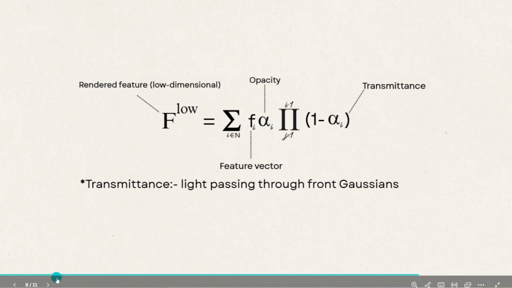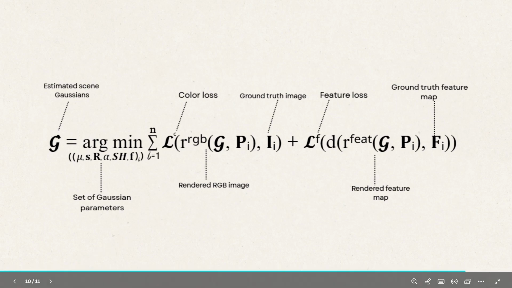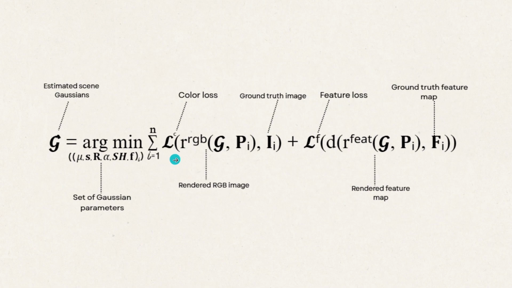Now moving on to the training part. The RGB loss is very straightforward. By the way, this L_C over here, this is the RGB loss. It is just an L2 loss between the rendered RGB image and the ground truth image. Similar is the case for the feature loss, this one. It is also an L2 loss between the rendered feature map and the ground truth feature map. Mind it, this ground truth feature map is actually the DINOv2's output, the model that we just mentioned before.